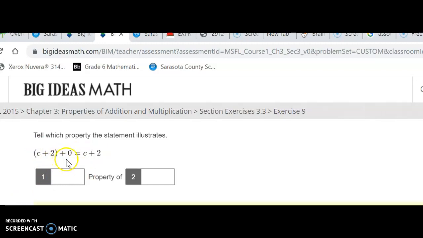c plus 2 plus 0 equals c plus 2. This is the addition property of 0. Adding 0 to any number does not change its quantity. The other property is multiplication, because it's a times 1 equals a, and it's the property of 1. Adding 0 or multiplying by 1 with any number is going to give you the same number. Ta-da! You're finished!